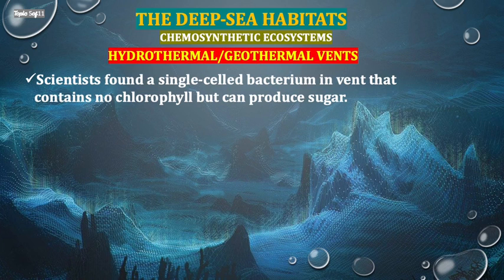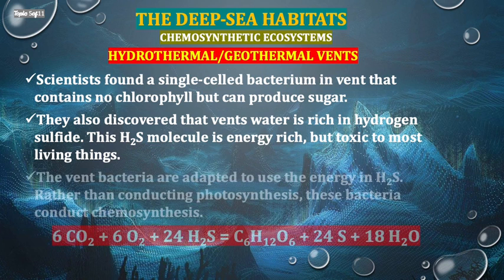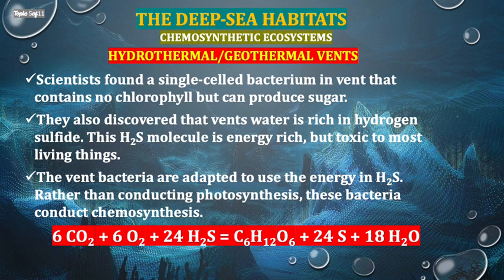Okay, so when the hydrothermal vent was discovered in 1977, the scientists found a single-celled bacterium that has no chlorophyll that can be able to produce sugar. Also, what they found around that vent was that the water is rich in hydrogen sulfide chemicals, and for most of the living things on Earth, this molecule is actually toxic, but not for this type of bacteria in the vents. So the vent bacteria actually adapted to use the energy that comes from the hydrogen sulfide molecules.